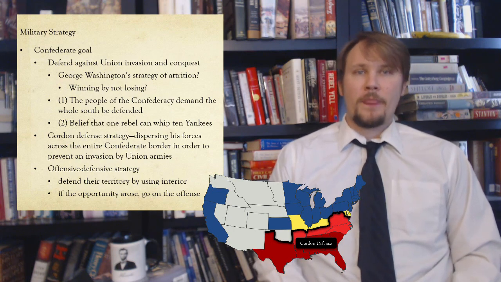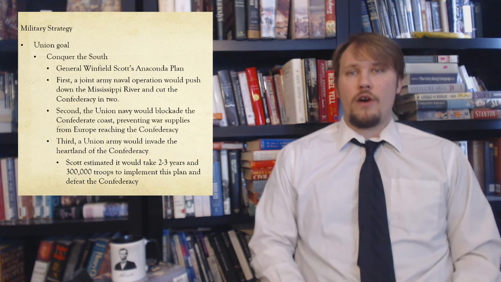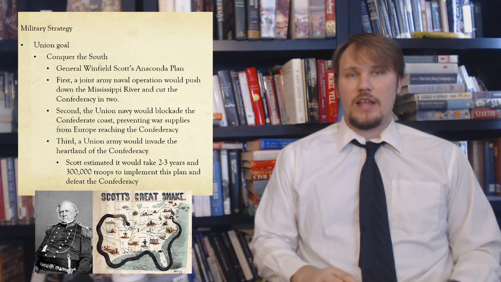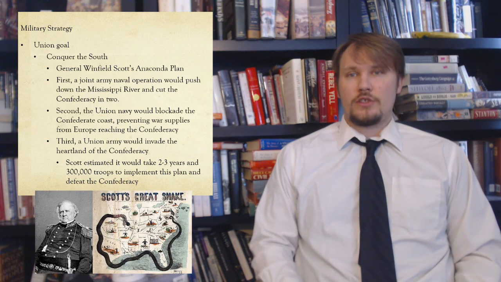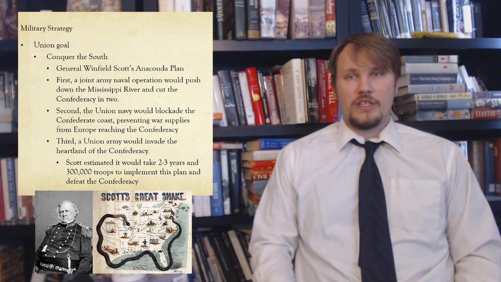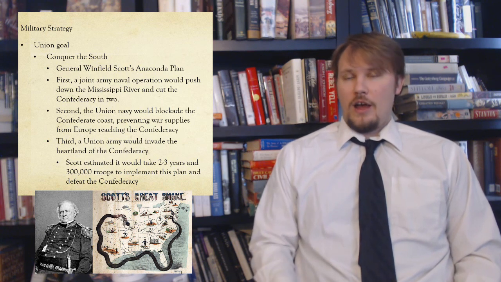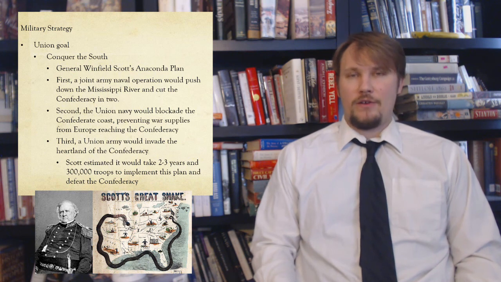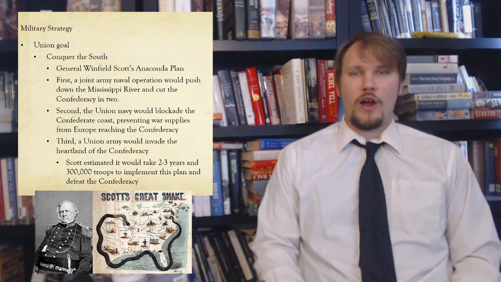Now, Union military strategy revolved around General Winfield Scott's Anaconda Plan. General Scott was the most accomplished military man in America. He was a Virginian who remained loyal to the Union when the Civil War started. When the war started, he was 75 years old and 350 pounds, so he's very far past his prime.